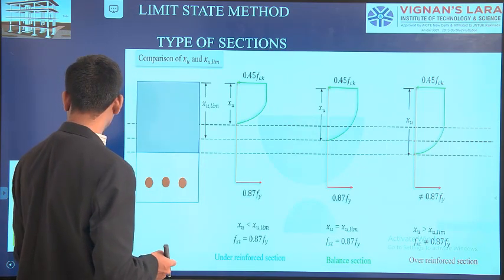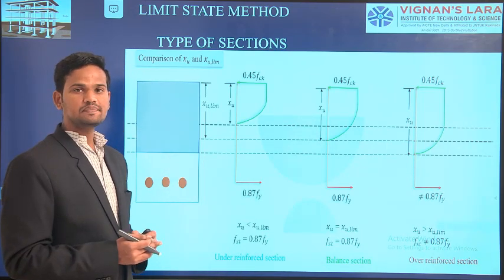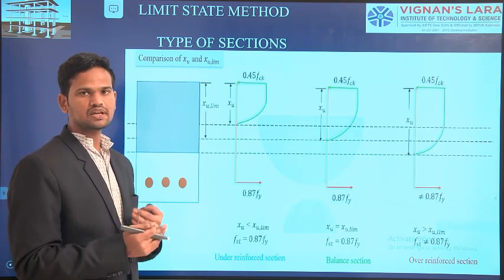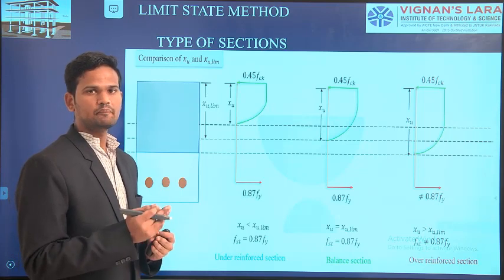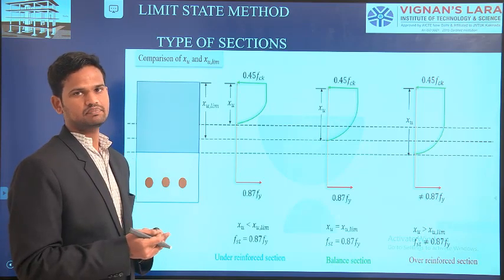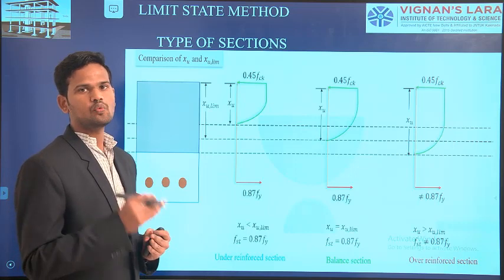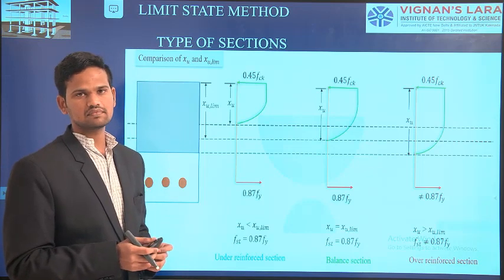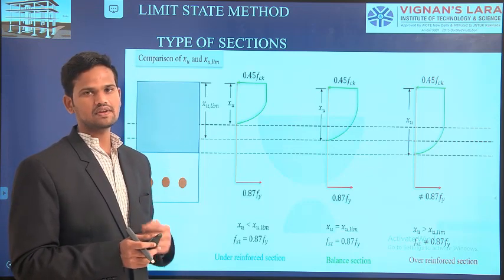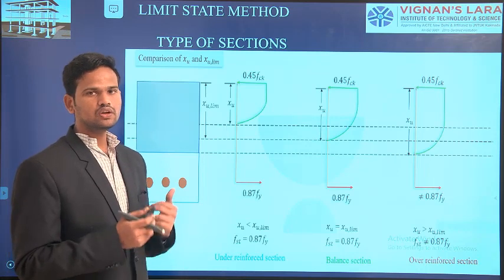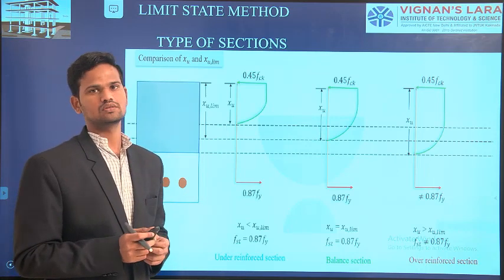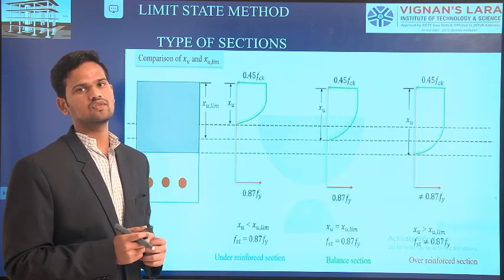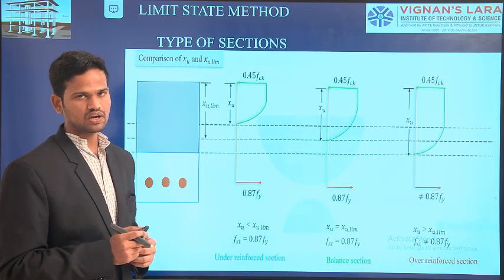Today we will see the types of sections. Based on the limiting depth or maximum depth of the neutral axis, we have three types of sections: balanced section, under reinforced section, and over reinforced section. In today's class, we will discuss what is meant by a balanced section, an under reinforced section, and an over reinforced section.